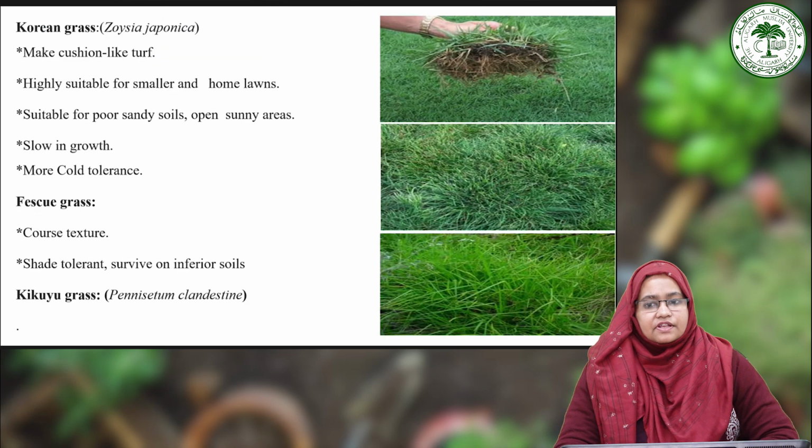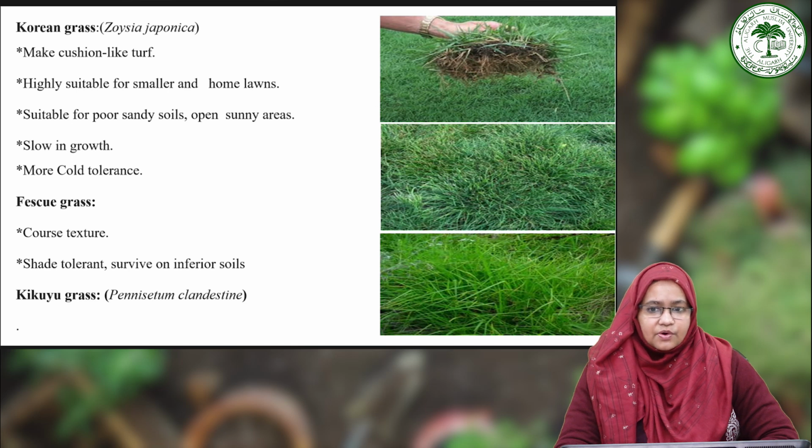Another type of grass which suits Indian conditions is Korean grass, which has the botanical name Zoysia japonica. It forms cushion-like tufts and creates a dense, cushion-like turf which adds to its visual appeal, as shown in this picture. It is highly suitable for smaller and home lawns. Its compact growth habit makes it ideal for smaller lawns and home landscapes, and it is suitable for poor sandy soils.